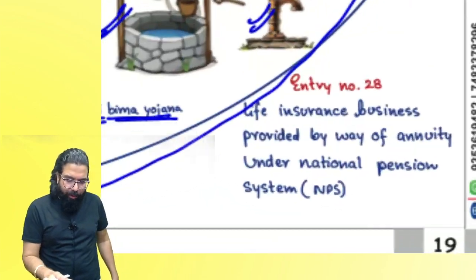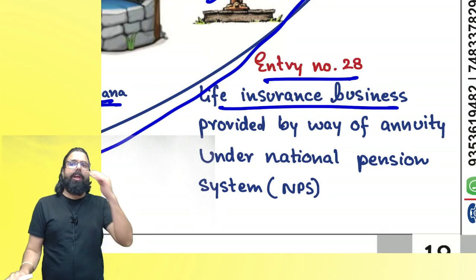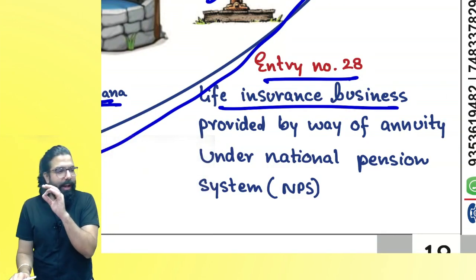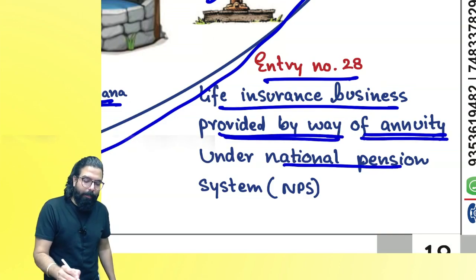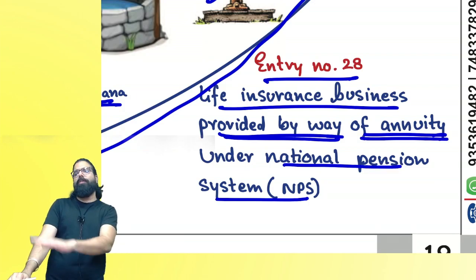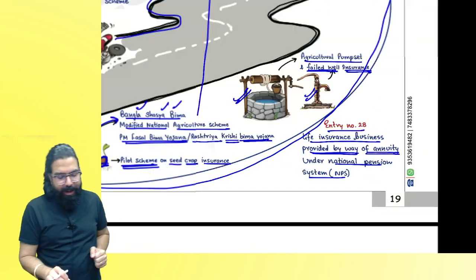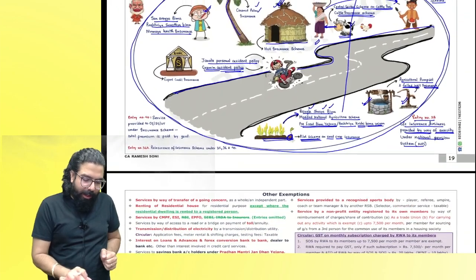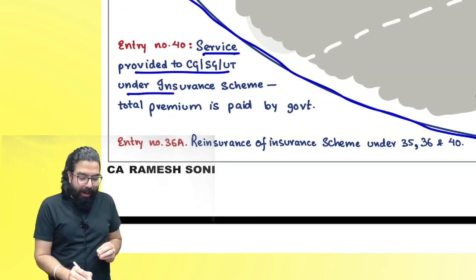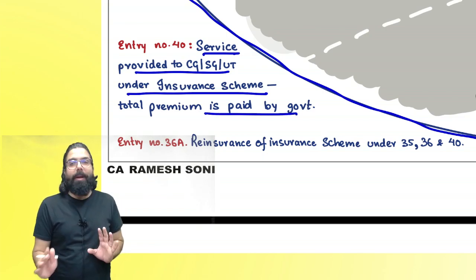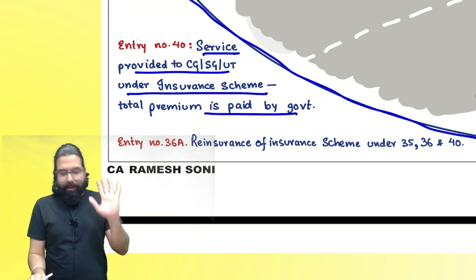The next one over here, down if you come. Sir, if there's any life insurance business which is provided by way of annuity under the national pension system, then on that life insurance business also there will be no GST charged. Then on the left-hand side you have, sir, services provided to the government under an insurance scheme where the government is going to pay the premium, then you don't charge any GST.